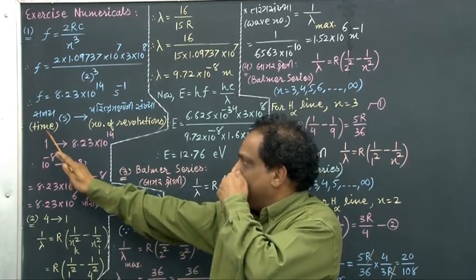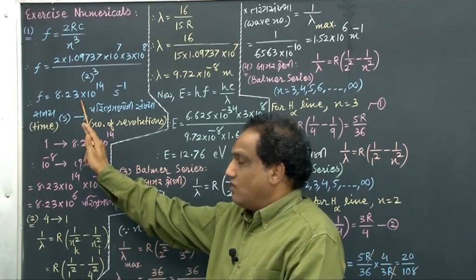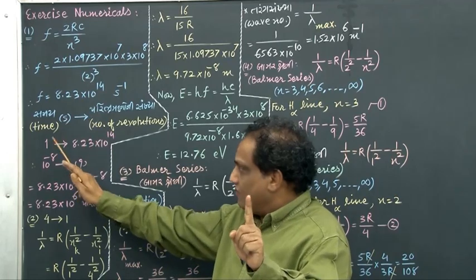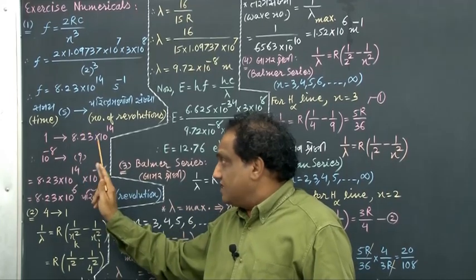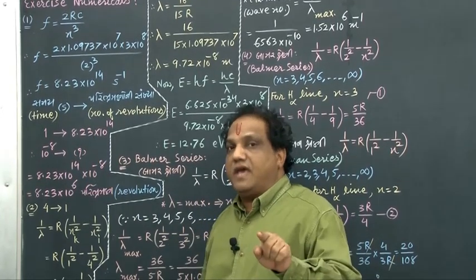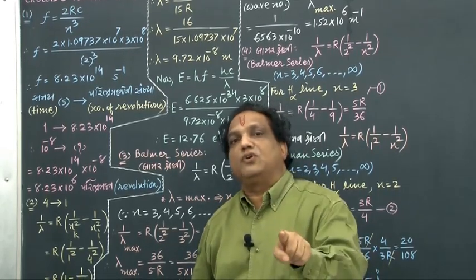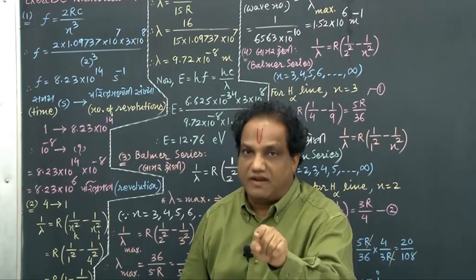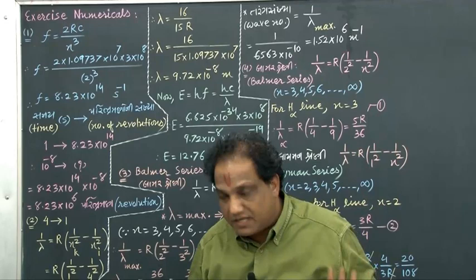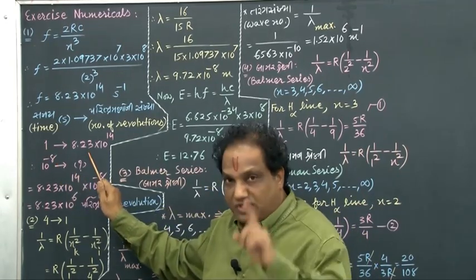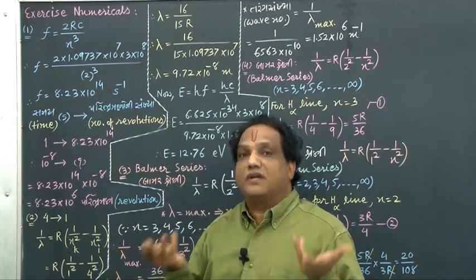So I am writing here time in seconds, opposite I am writing number of revolutions. These many revolutions are finished in 1 second. Then the electron remains in the n equal to 2 orbit for how much time? In the time equal to average lifetime, which they have given in the statement as 10 raised to minus 8 second. In 1 second, if these many revolutions are completed, then in 10 raised to minus 8 second, how many revolutions will get completed?